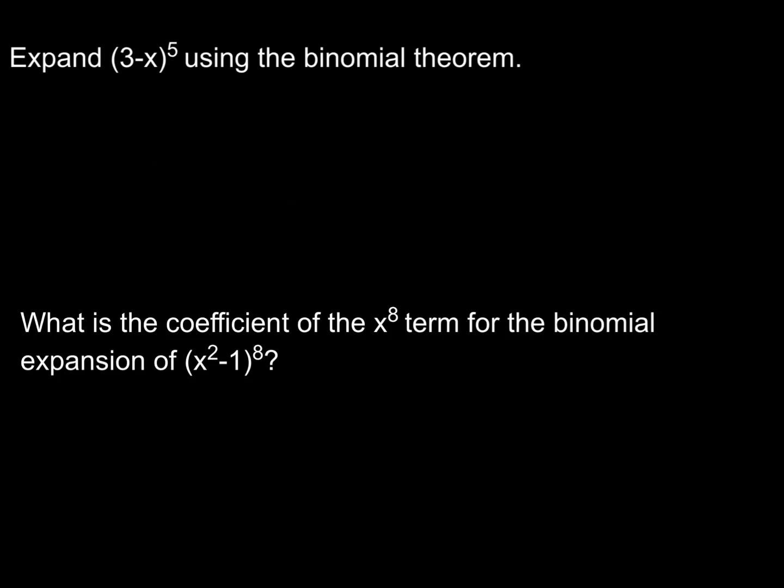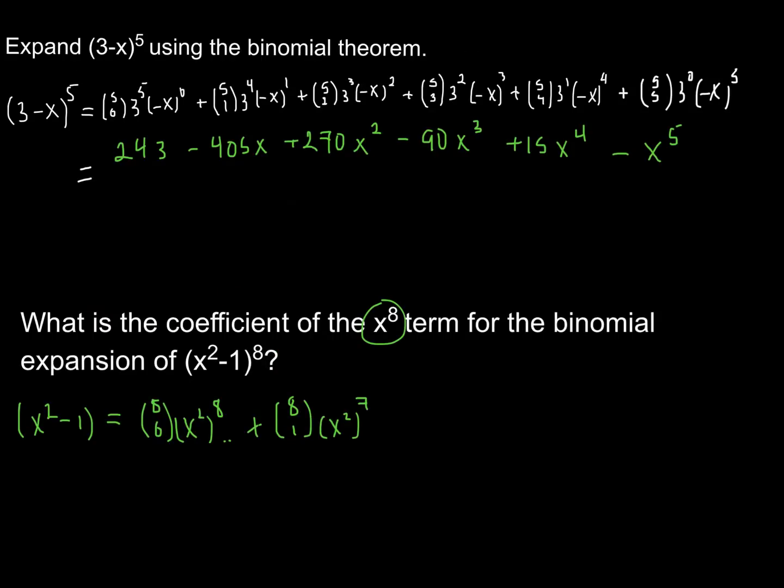Alright, so expand using the binomial theorem. What I'm going to do is actually just write that out and maybe say a few things about it, and then talk a little bit more about this question right here. Alright, so here's the expansion for 3 minus x to the 5th. My a value is 3, my b value is negative x, and so that's why there's that negative x here. And then I just followed the binomial expansion.